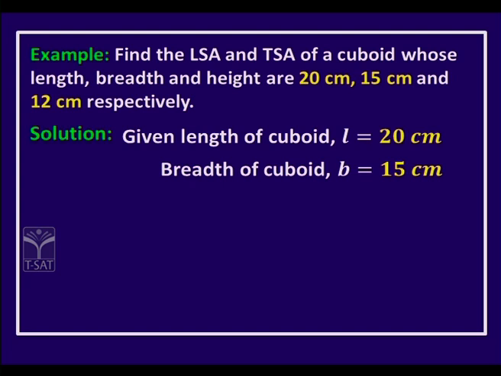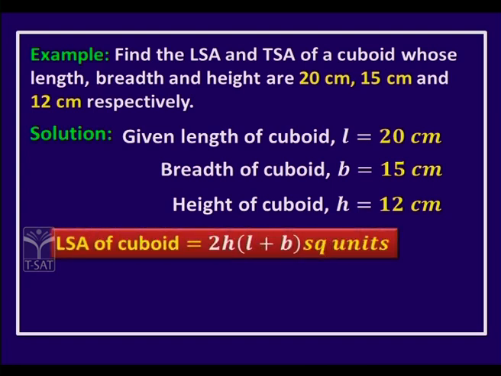That is right, B is 15 centimeters, and height, children? Yes, height h is equal to 12 centimeters. Now, here we have to find LSA as well as TSA. So, recall the formula of LSA of cuboid, children. Yes, it is 2h into (L plus B) square units.